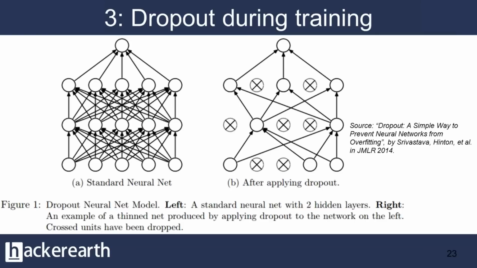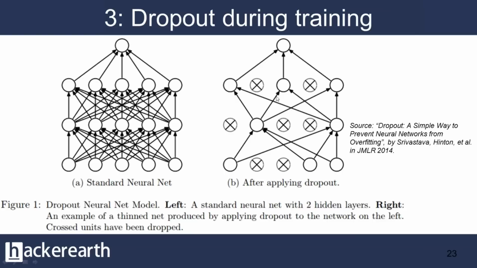Then another improvement that has come is in the training routine. The way this training routine works is, let's say you are looking at a standard neural network. These are your inputs, and you have a hidden layer, fully connected, and another hidden layer, and then the output. While training, you would randomly drop out a certain percent of the nodes.